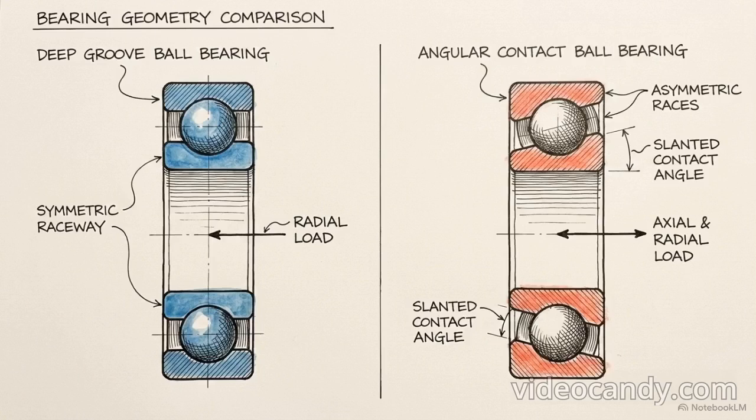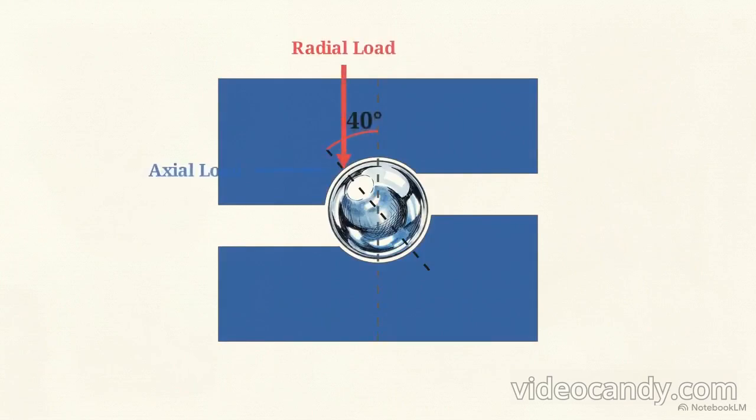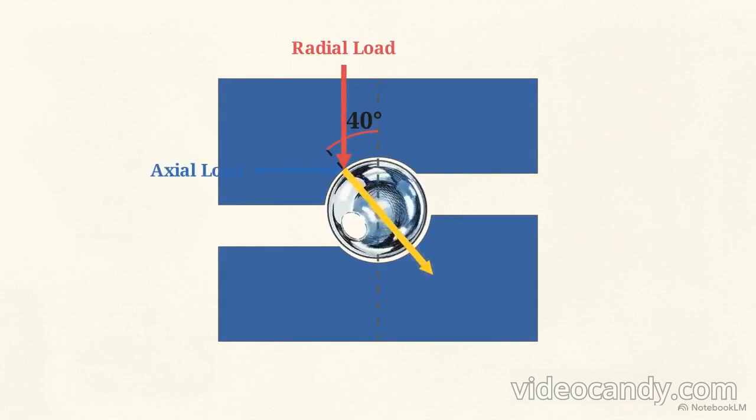To handle both forces at once, the internal geometry must be physically altered, creating the angular contact ball bearing. By redesigning the rings with an asymmetrical shift, engineers create a specific contact angle between 15 and 40 degrees. Now, when combined radial and axial loads hit the assembly, the intersecting vectors channel cleanly through that angled line of contact, eliminating the pinching entirely.